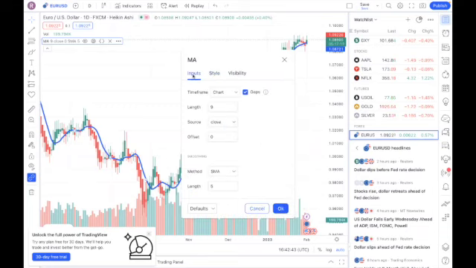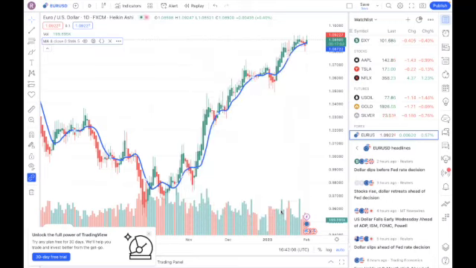And the next thing we're going to do is change the length on this. So the length is 9. We're going to change it to 4. And then we're going to hit OK.